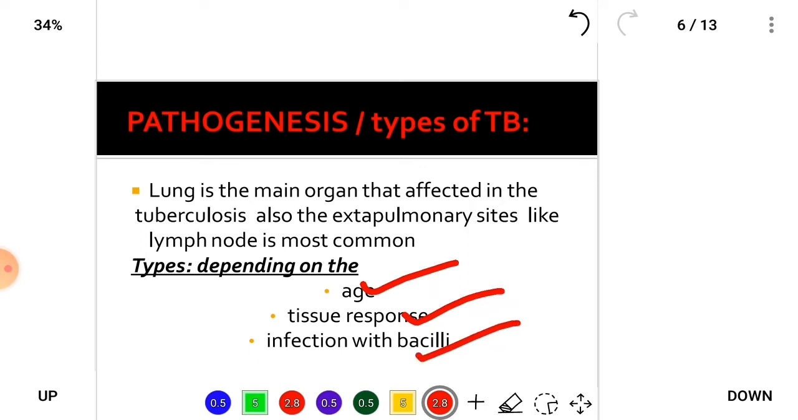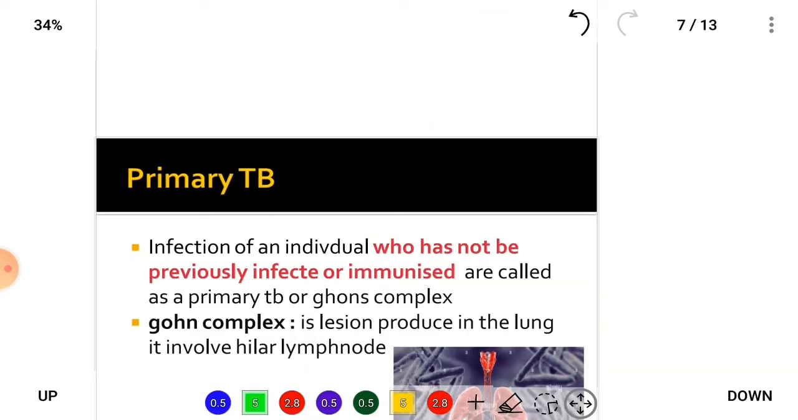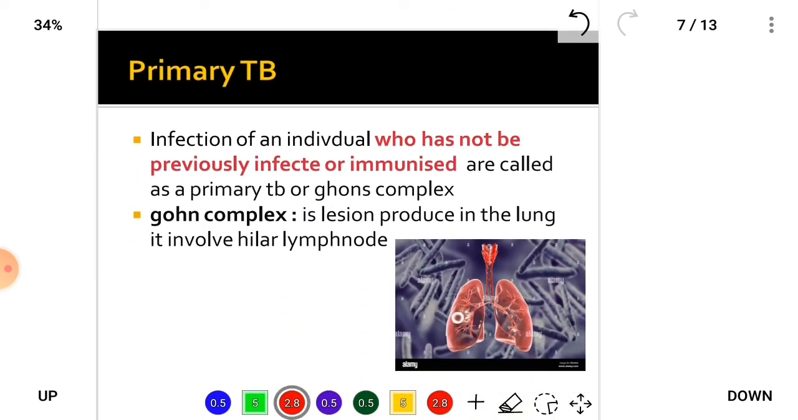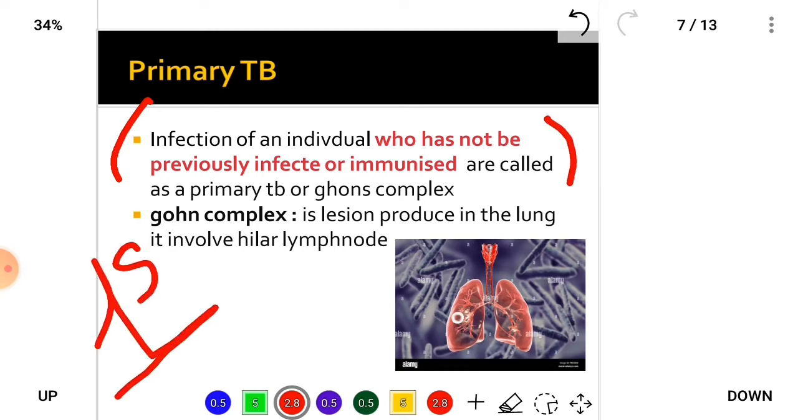The third one is the infection with the bacilli. Which type of bacilli is infecting? So when Mycobacterium tuberculosis infects persons, depending on that, the types are classified. Okay, so we will first see the primary tuberculosis. By definition, it is the infection of an individual who has not been previously infected or immunized. This means that the person is having infection for the first time in his life. It's called primary tuberculosis.